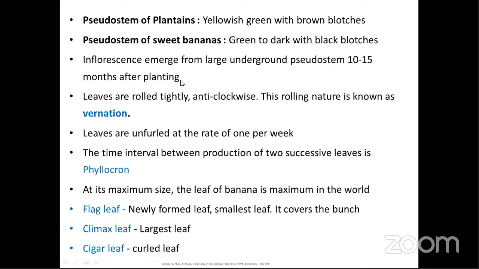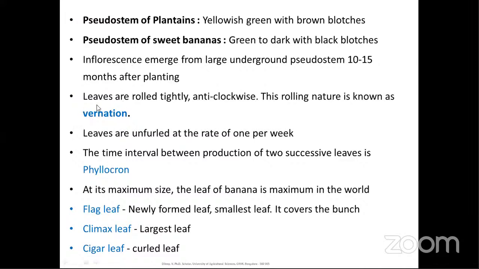Okay, so even the leaf apical meristem and leaf lamina have been curled, and it has formed the pseudostem. Below the pseudostem, the bud has got an inflorescence that will emerge out of the pseudostem, and leaves are rolled tightly anticlockwise. This rolling nature is known as vernation. So please note down all these important terminologies.